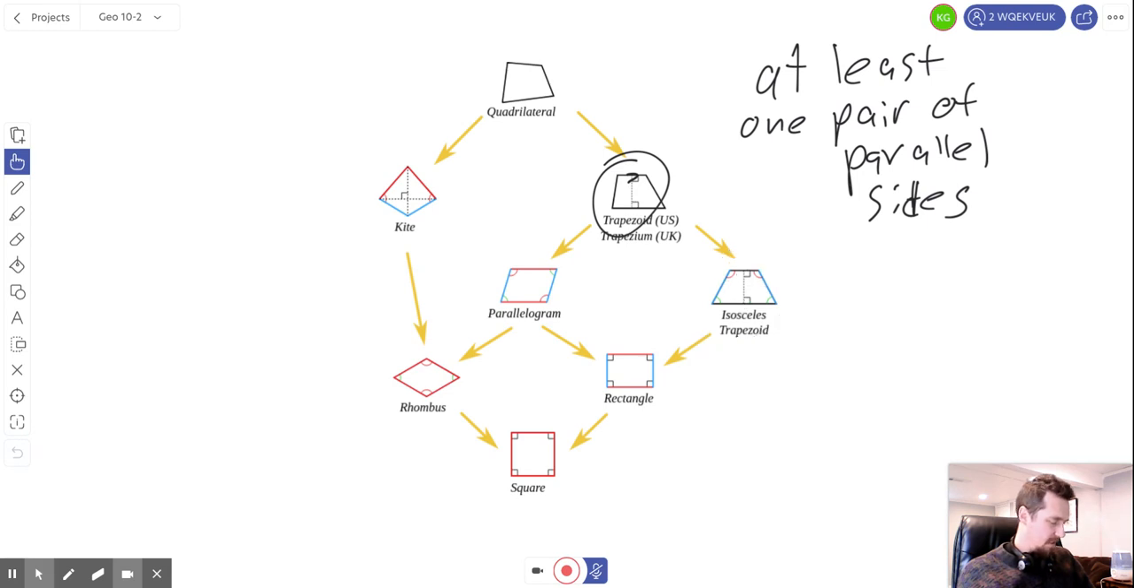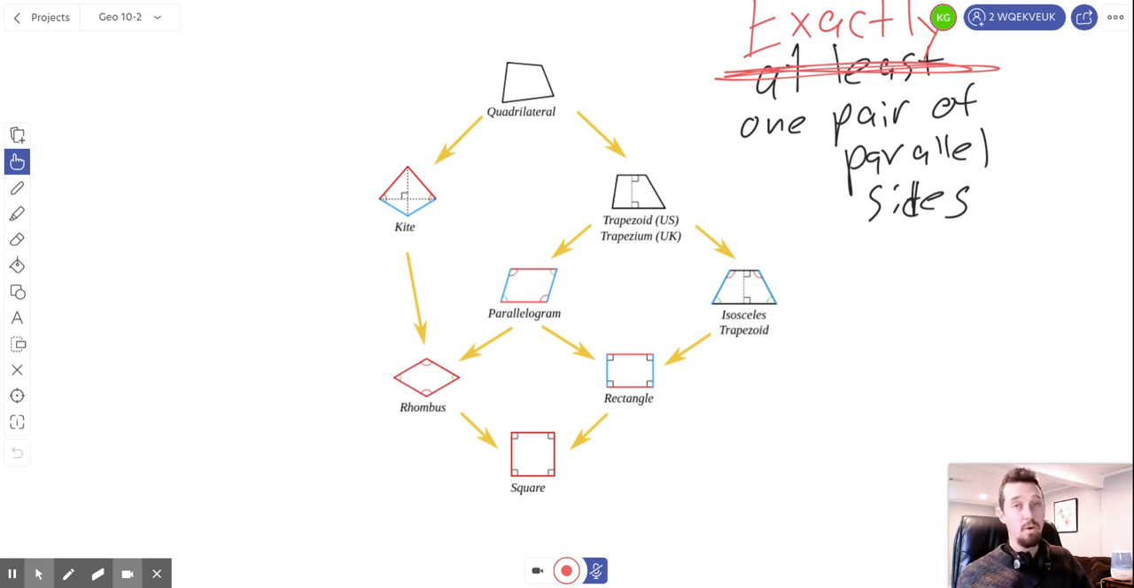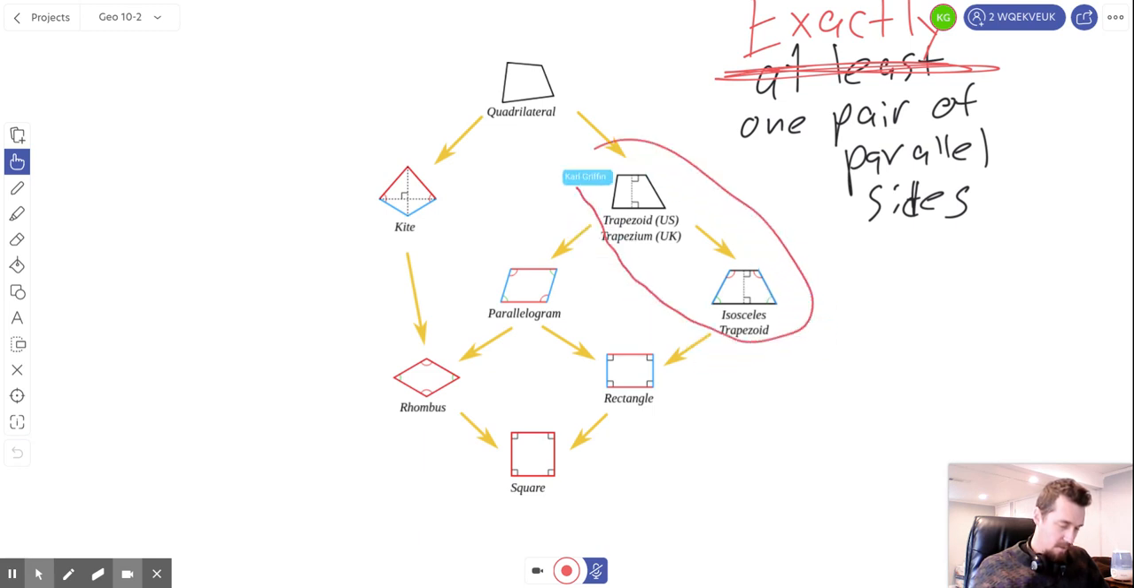The definition that our textbook uses is slightly different. It says they don't like all of those things being called trapezoids. So they say exactly one pair of parallel sides, which means as soon as you have more than one pair of parallel sides, that it's not a trapezoid anymore. So in other words, our textbook would say that these are trapezoids and that these arrows should not exist.